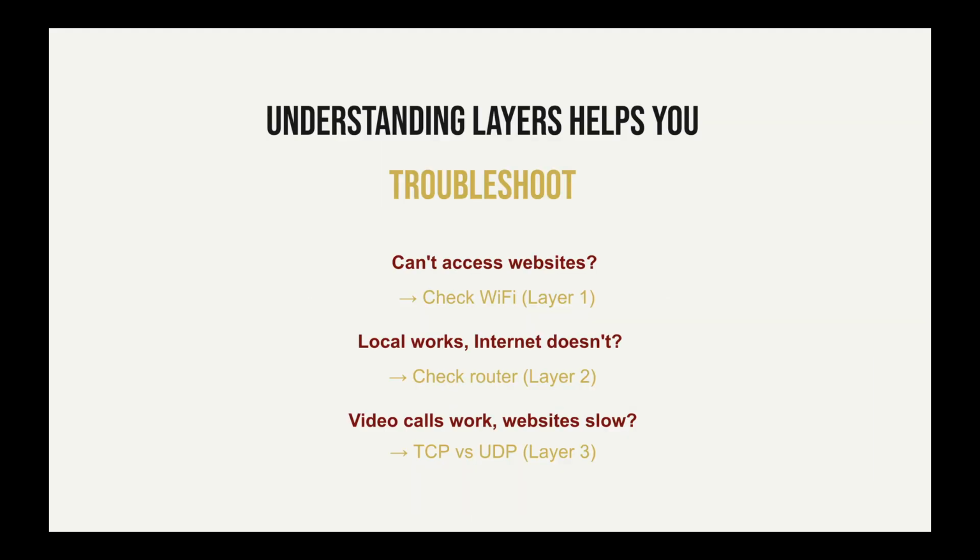Here's why this matters. When something breaks on the internet, understanding these layers helps you figure out where the problem is. Can't access any websites? Maybe your golf cart system is broken. Check your Wi-Fi. Can you access local network resources but not the internet? Maybe the loading dock is broken. Check your router. Perhaps you have a website loading slowly, but video calls are working just fine. Maybe TCP is struggling, but UDP is fine.